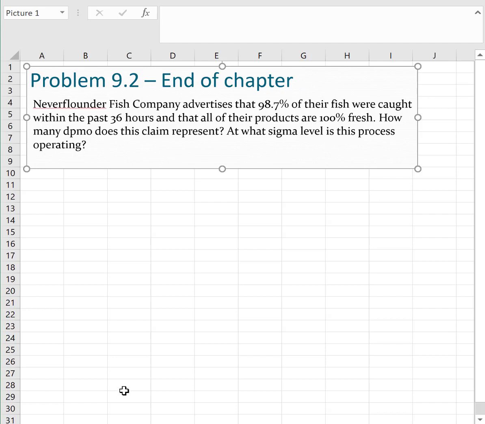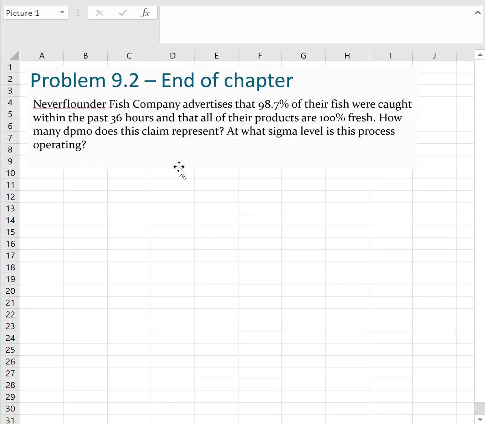So Never Flounder, this is problem 9.2 at the end of the chapter. Never Flounder Fish Company advertises that 98.7% of their fish were caught within the past 36 hours and that all of their products are 100% fresh. How many DPMOs does this claim represent, and at what sigma level is this process operating?